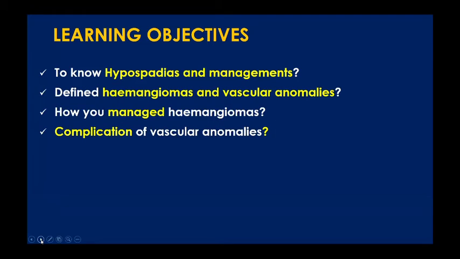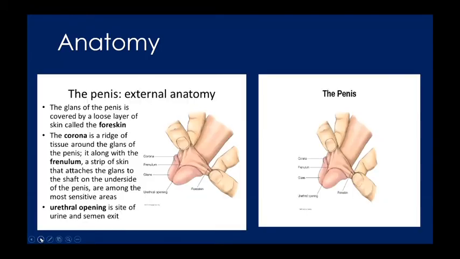At the beginning, this is applied anatomy. Just to remind you, this is the penis, and this area is called the glans. This is the glans, and this is the foreskin. Usually the opening of the urethra is in the middle of the glans. This is the urethral opening, and this is the frenulum, which connects to the prepuce or foreskin, and this is the corona.